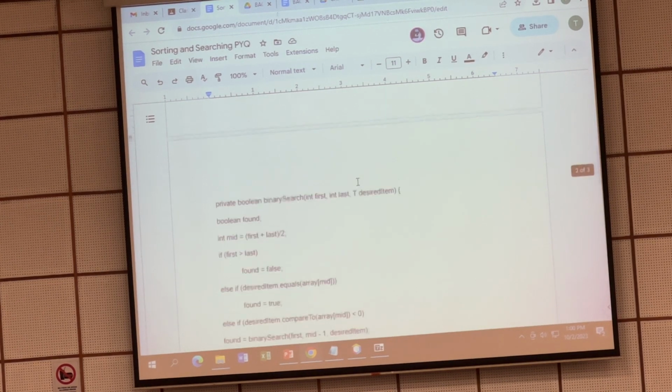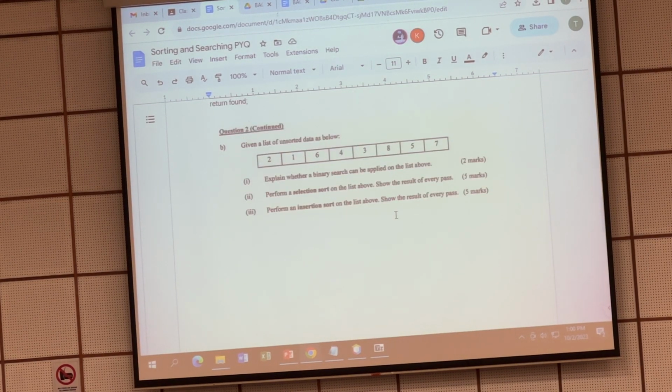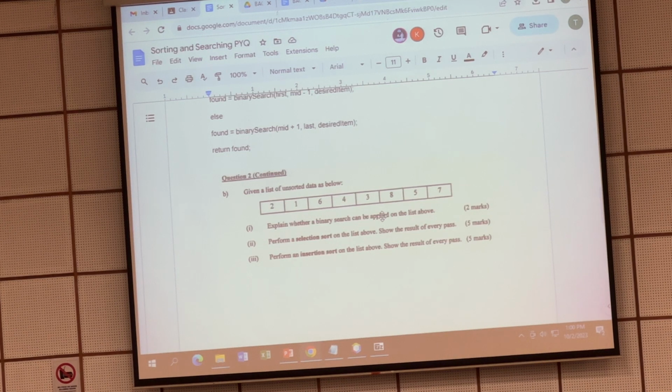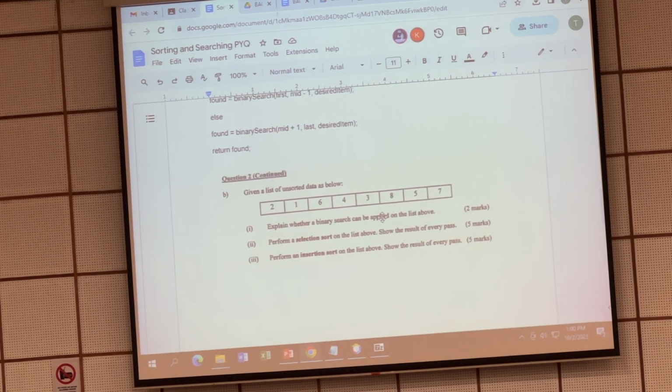Okay, and here, explain whether a binary search can be applied on the above list. Can we apply it? 2 marks only. No, just indicate why. Alright, why? Because the array is not sorted. Okay, so let's perform selection sort.